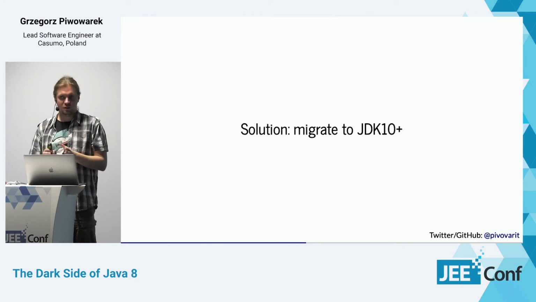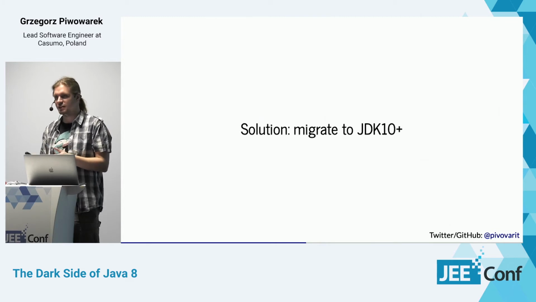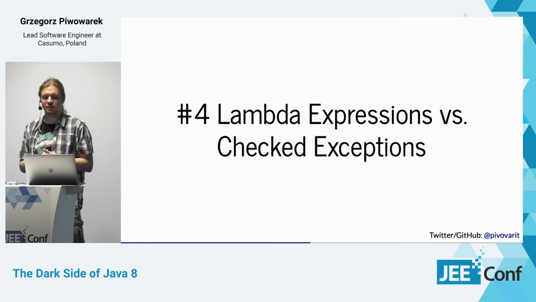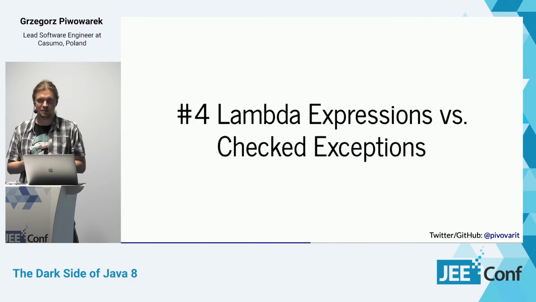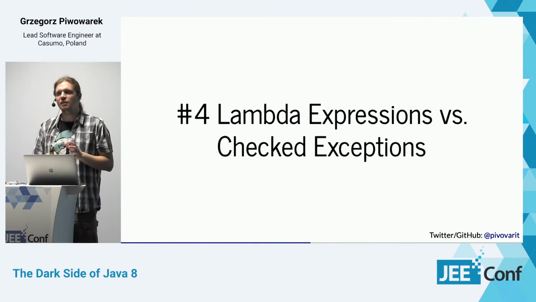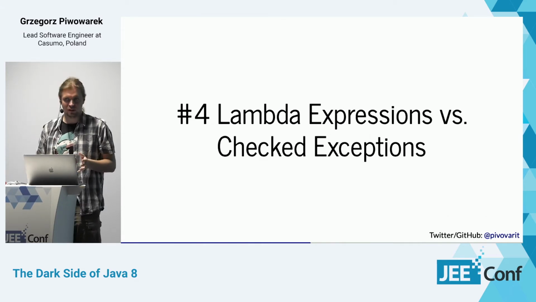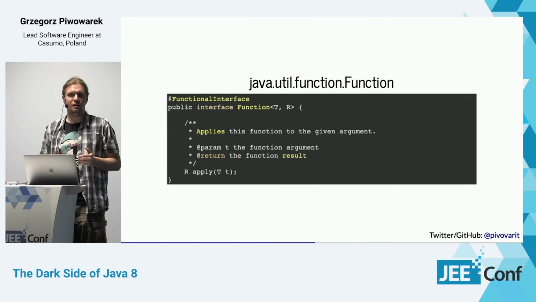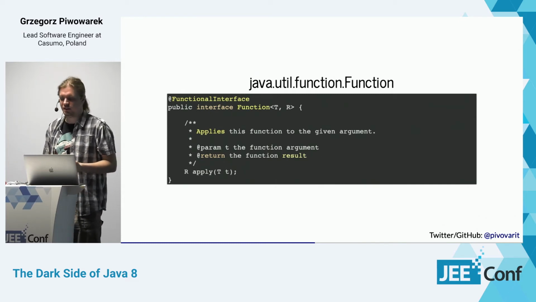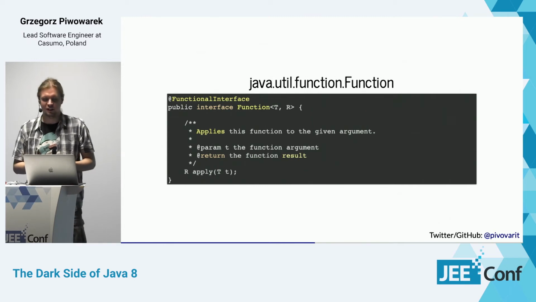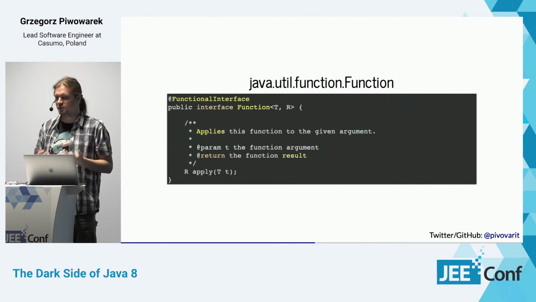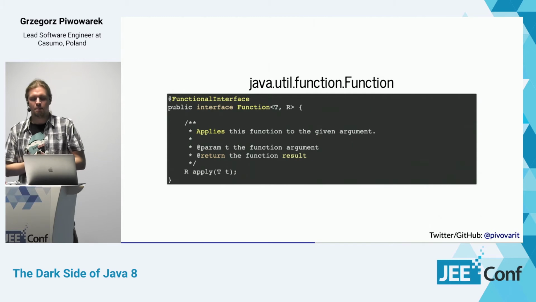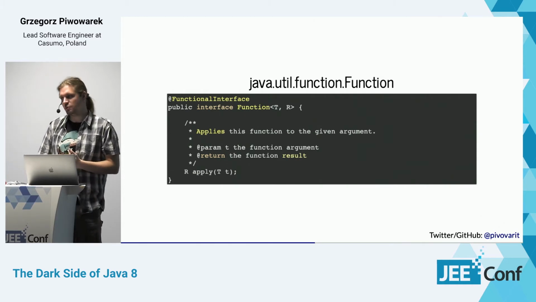Let's move further a bit from, well, bugs and flaws in JDK, and let's talk a bit about lambda expressions versus checked exceptions. If you've been working in Java 8 for a while, you probably already know what to expect to see here. So actually, I really like how they implemented lambda expressions in a backwards compatible manner based on single abstract method interfaces. But there's a problem with this approach.